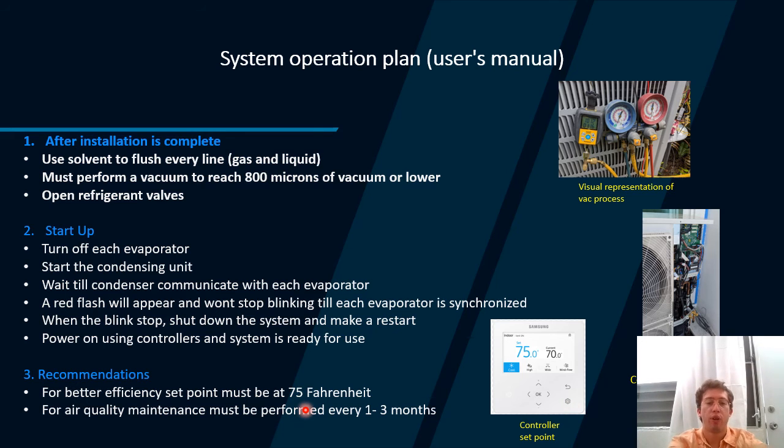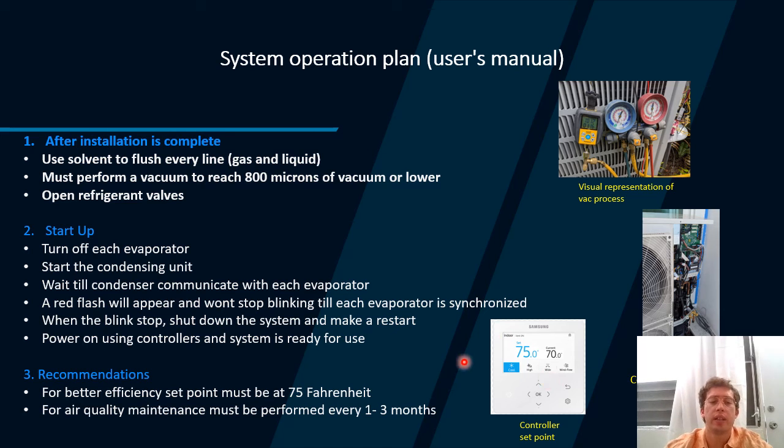Recommendations: for better efficiency of the system, you need to place the set point at 75 degrees Fahrenheit, or you can place it at 70. It will be working at the best efficiency. Why? Because when we performed the cooling load capacity, we chose 0.5 tons above our calculations, to have redundancy in case there's too much heat one day, or in case we want more energy saving.